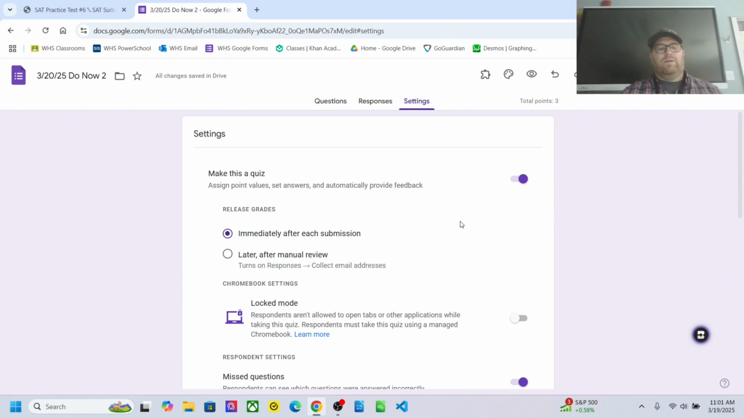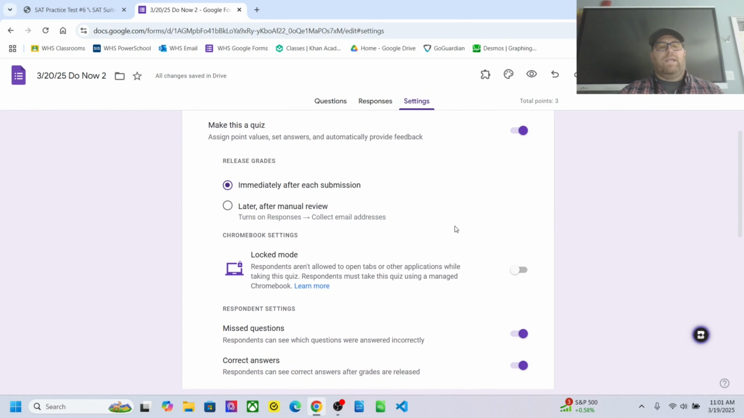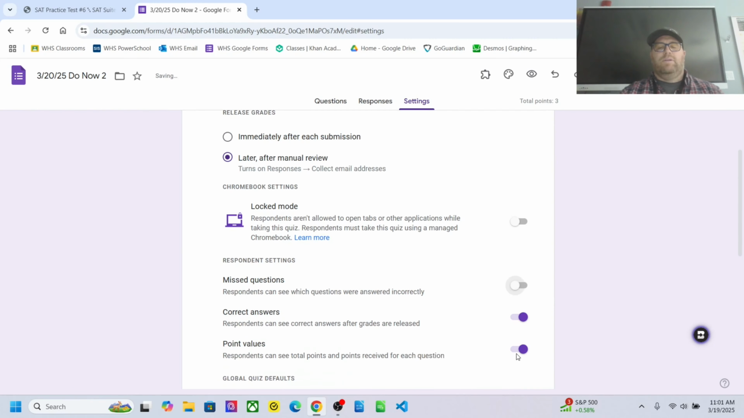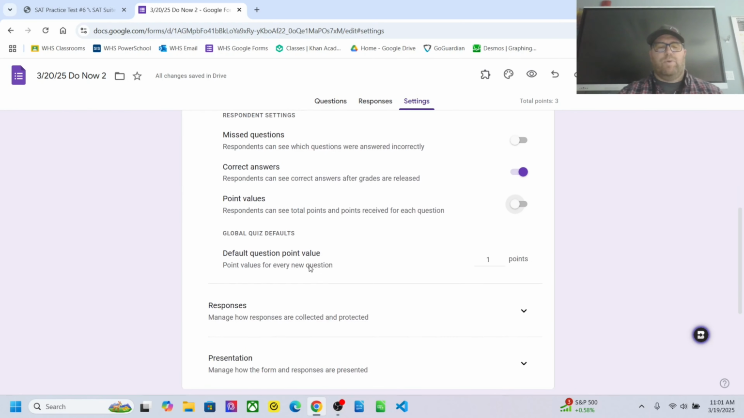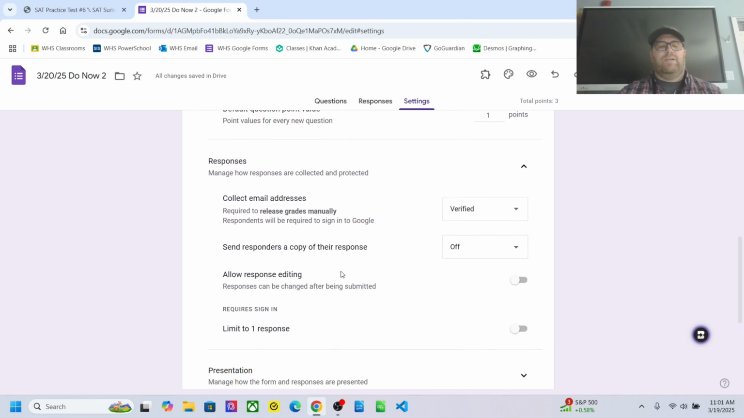If we go to settings here, we can release the grades later after manual review. We can put it into lock mode if we want. That means they have to be on a school device, or you can take some of the stuff off, use a school filter like GoGuardian or something like that to keep them on the right site and allow them to go to Desmos.